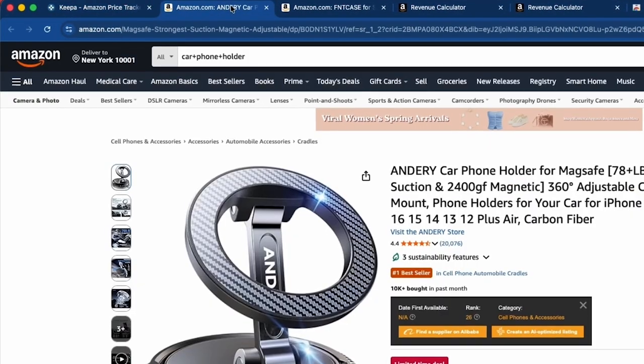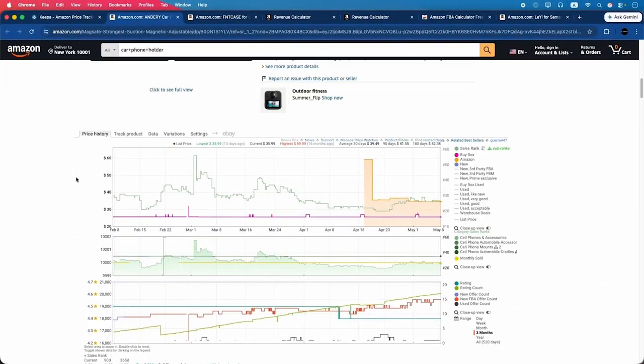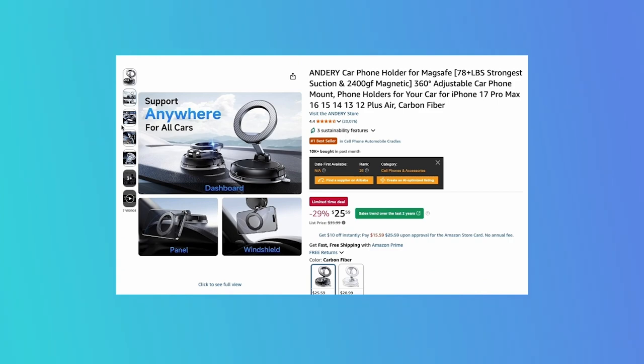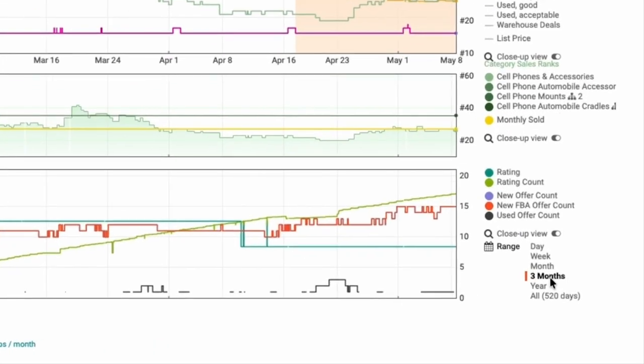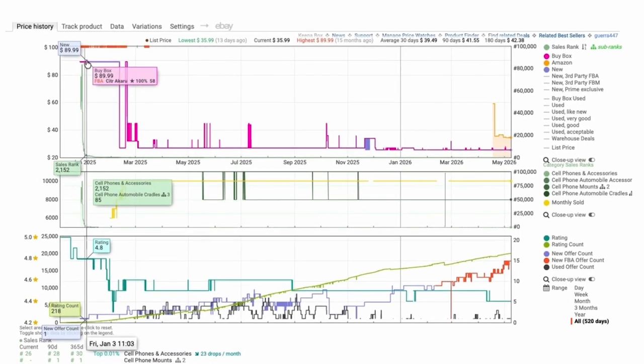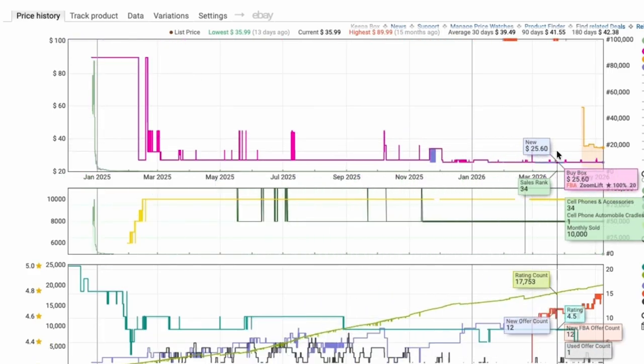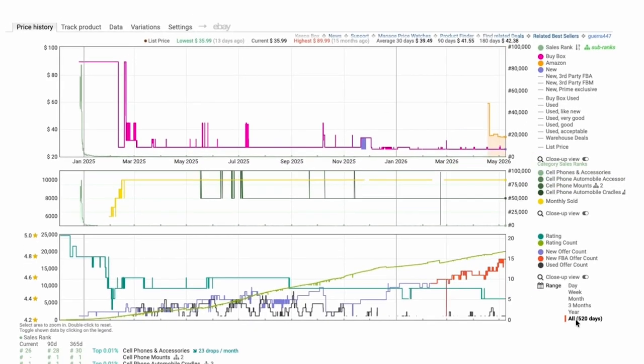All right, so here I am on Amazon. If you scroll down, here we have the Keepa chart, and the phone car holder here is a good example. So right now I'm viewing the last 3 months, but if I switch out to all 520 days here, you can see that it was first listed at around $18.99. And then it steadily stayed around $25.60 for a while. Now let's go back 3 months.